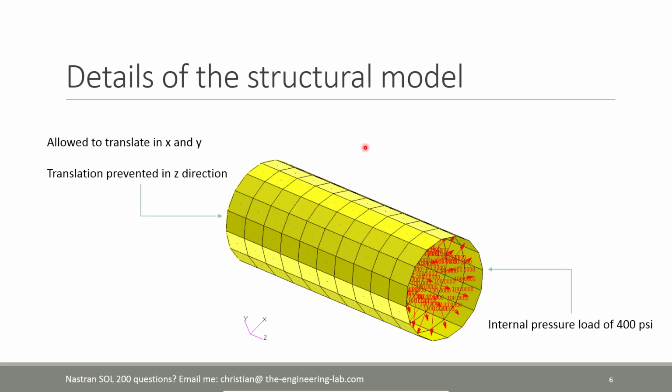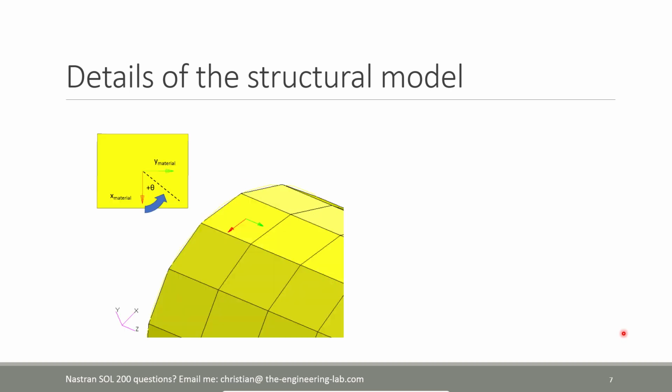Now, let's go ahead and talk about how this structural model is configured. One end of the tube will be allowed to expand freely in the radial direction. It will be constrained from translating in the Z direction. Again, this end is allowed to freely move in the radial direction. On the inside of the tube will be a pressure of 400 psi.